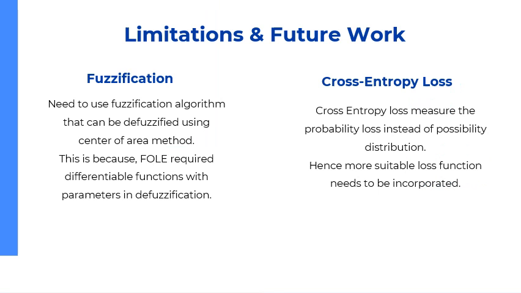The fuzzification method used needs to have the center of area as the defuzzification algorithm. This is primarily because the FOLE requires the parameters that are differentiable in nature. The cross-entropy loss that is used is primarily developed for probability distribution. Fuzzy theory deals with possibility distribution. Despite having a subtle difference in the two, more work can be done on exploring other losses.